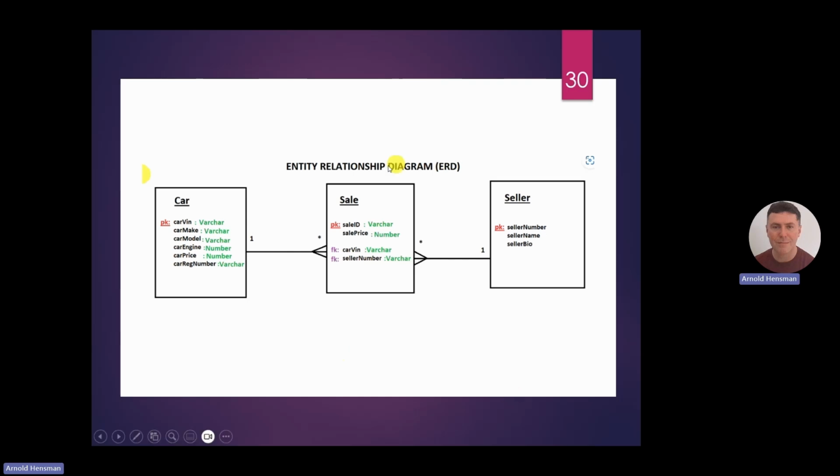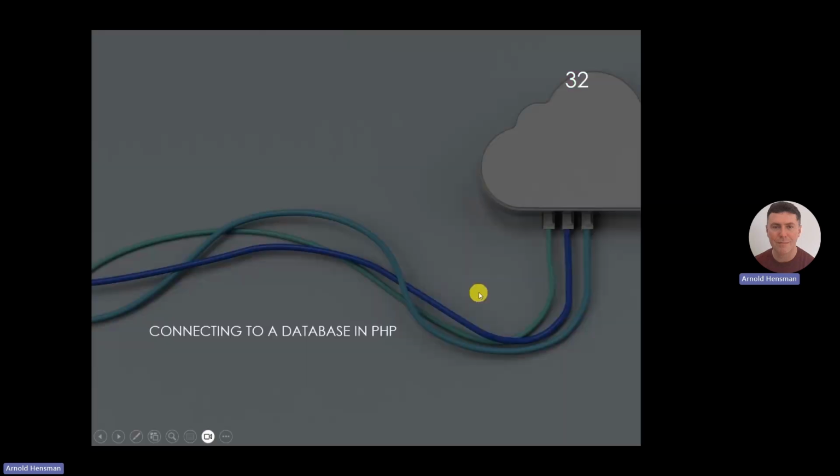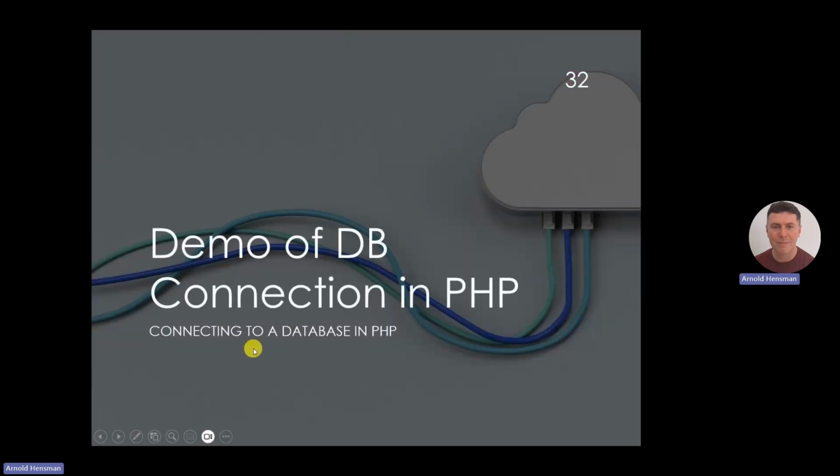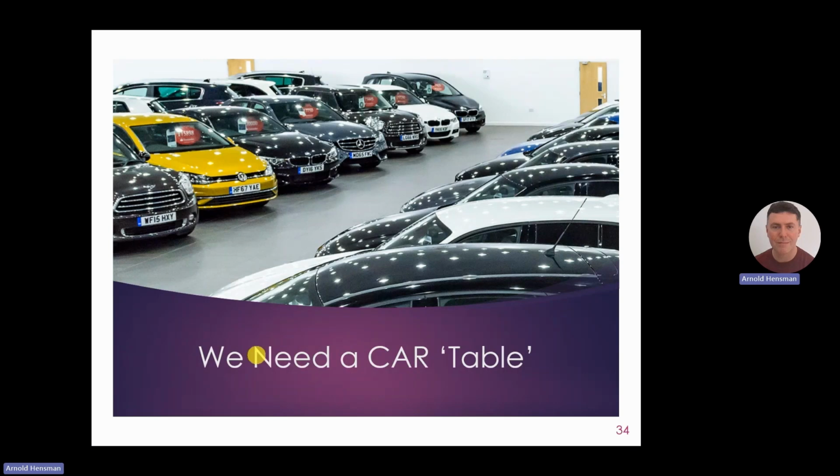Okay, so what we're going to start with is this class car. I'm going to go into the open source toolkit with Laragon and phpMyAdmin, and create a database connection in PHP of a little bit of a mini car sales dealership. We'll start with the car table and we'll see how we get on.